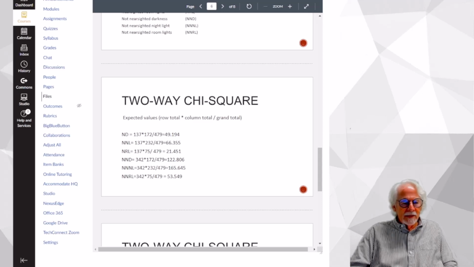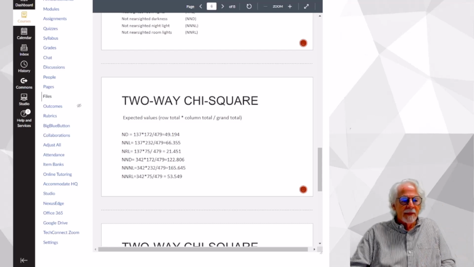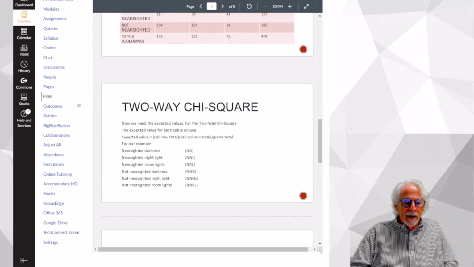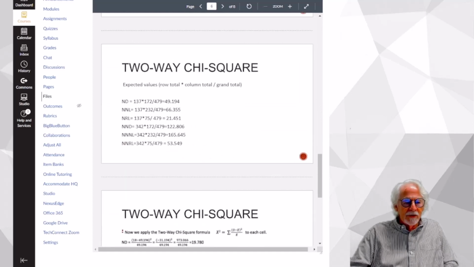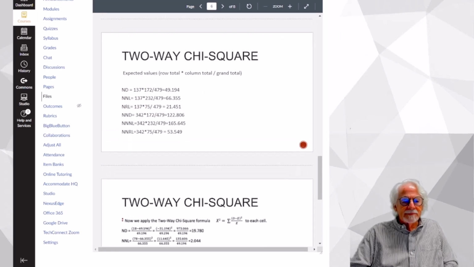And it doesn't change until I get to that next category, that other classification of the non-nearsighted, right? So then my row total changed to 342. And now I have the same thing, right? I use 342 throughout, and I just change the column totals, and it matches that order again. So I got all of these, and these are all my expected values.